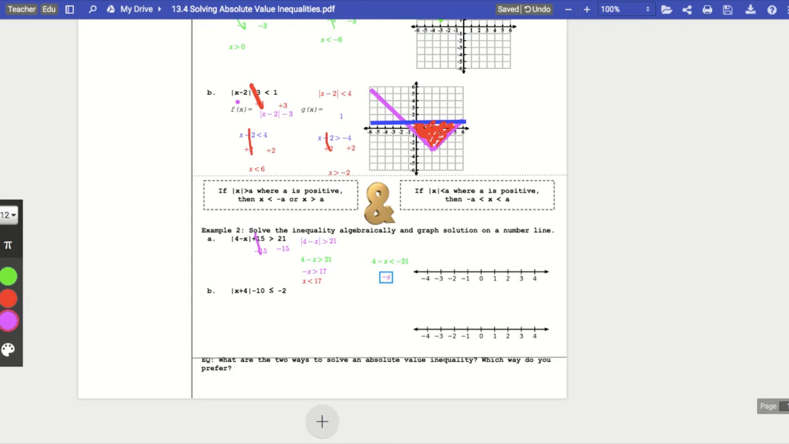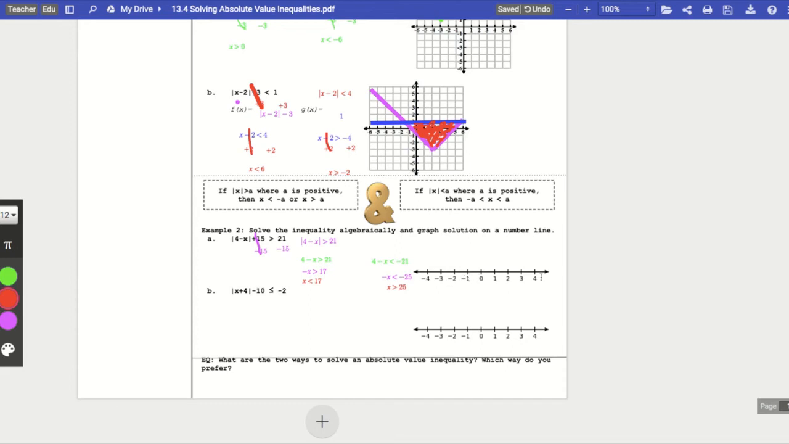negative x is less than negative 25. And then when I divide by the negative, I'm going to end up with x is bigger than 25. And again, that's just because the inequality flips when you divide by a negative number. That should be familiar from 7th grade.